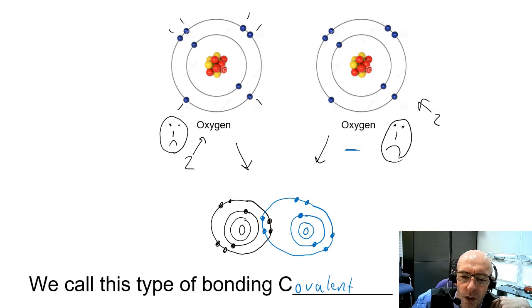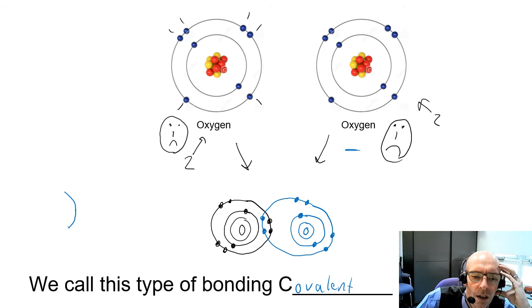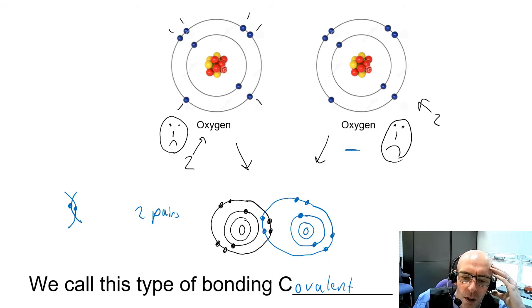Have a think, what's different about this one? Just that thinking moment. In all the ones we've done so far, they've been sharing a pair of electrons. But now we are sharing 2 pairs. This oxygen wanted to share 2 and share 2 back.